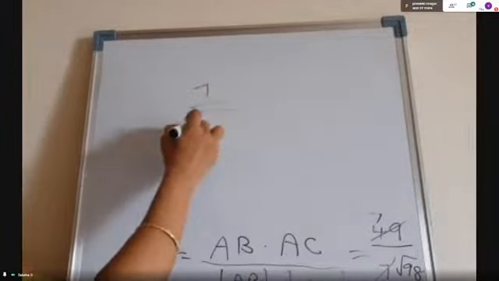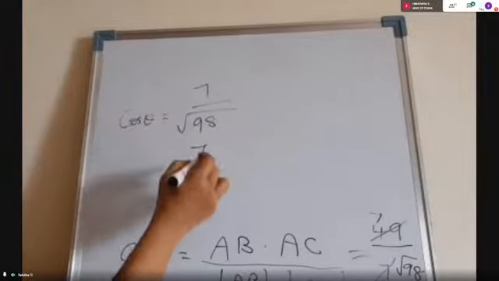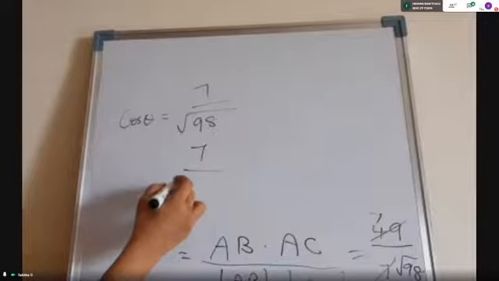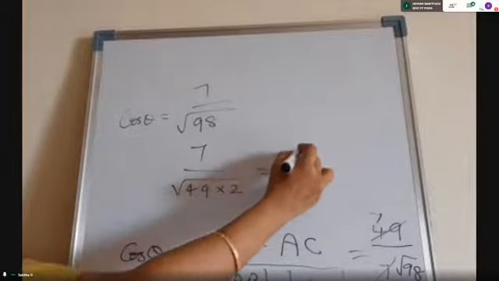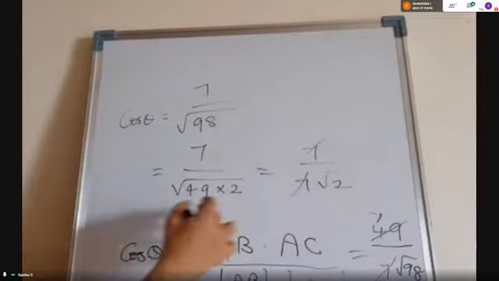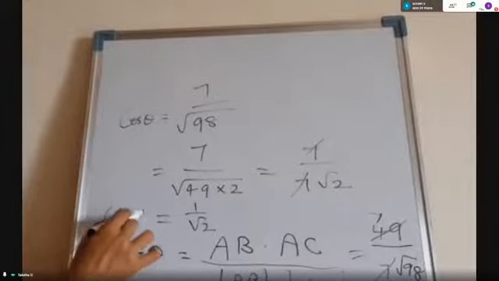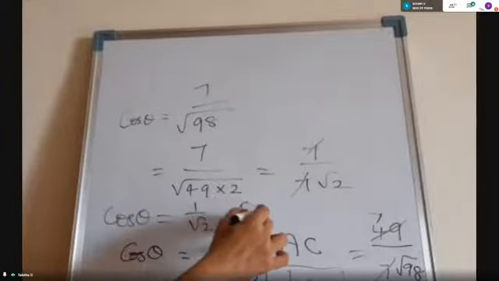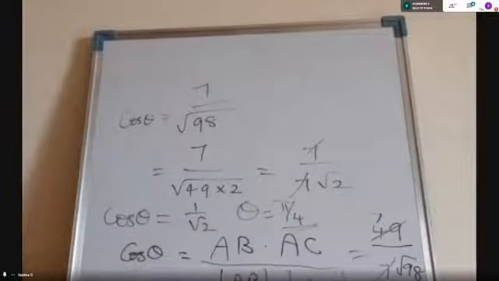So cos theta is 7 by root 98. You can split root 98 as root of 49 into 2, so 7 by 7 root 2. The 7 gets cancelled: 1 by root 2. Cos theta equals 1 by root 2. Therefore, theta equals 45 degrees.